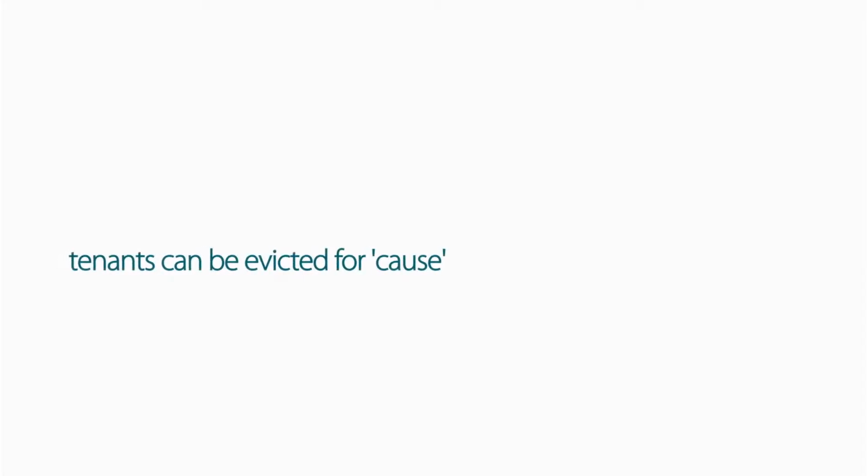So the third reason we can evict a tenant is for cause. It's generally a material breach of the tenancy agreement. So the tenant has either caused damage to the property, they've allowed too many occupants in the property, they've illegally sublet it, things that are considered a material breach of the tenancy agreement.